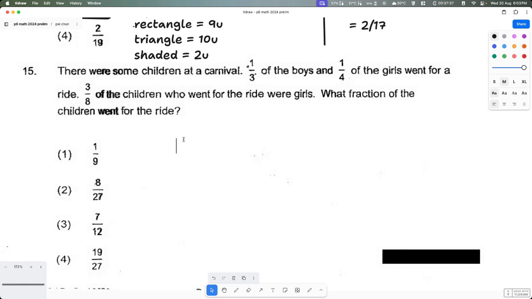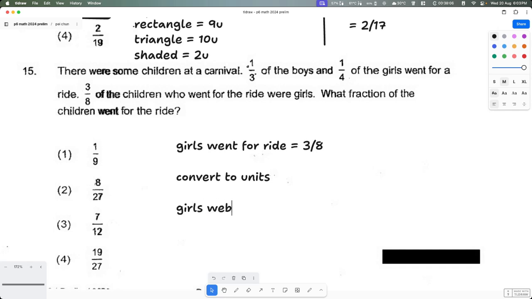Alright, so for this 3/8, girls went for a ride is 3/8 of the children who went for the ride. So convert to units. So that means girls went for a ride is equal to 3 units. Total went for a ride is equal to 8 units.